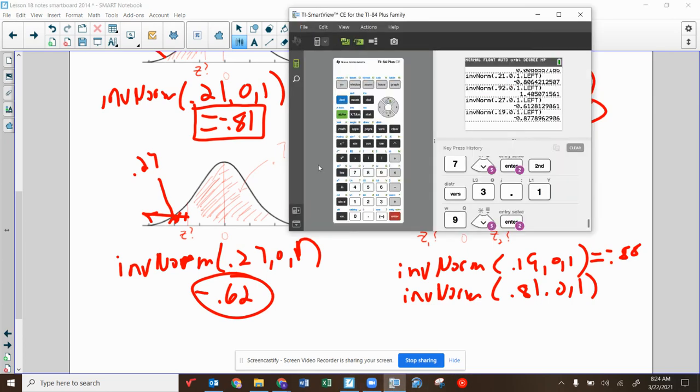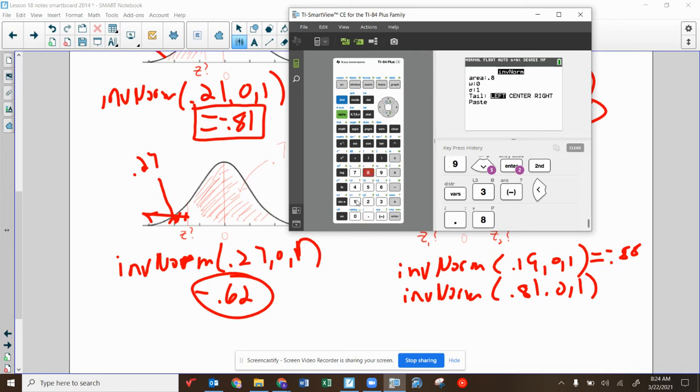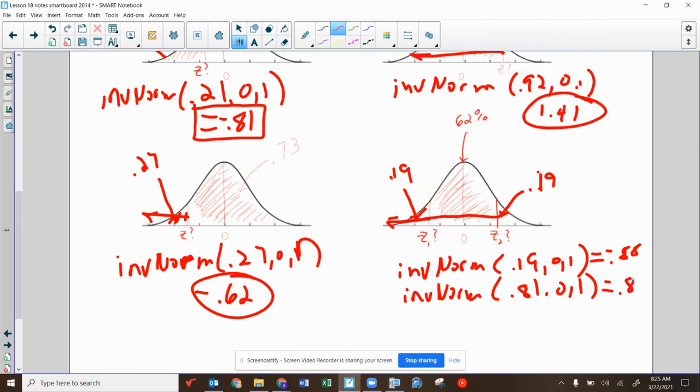When you do it for the other one, oops, negative there. You get positive 0.88. So because the mean is 0 and these are going to be evenly spaced, if this is negative, then that one will be positive. Okay, so on this one, because I'm asking for two of them, you're going to get two scores.